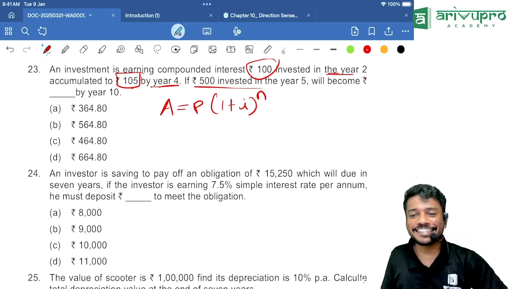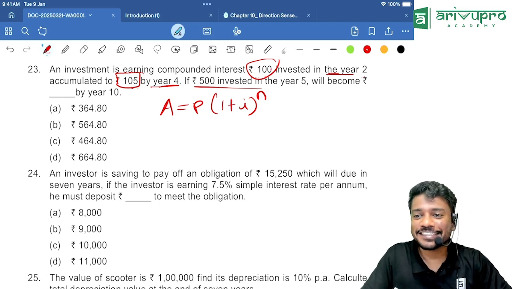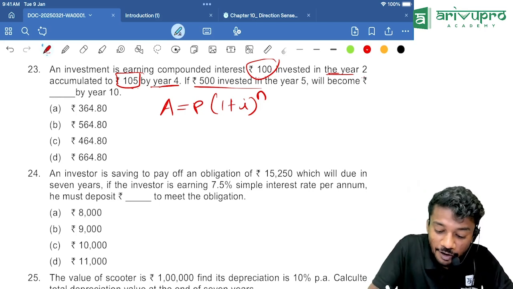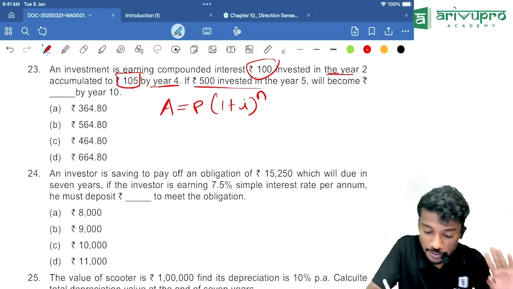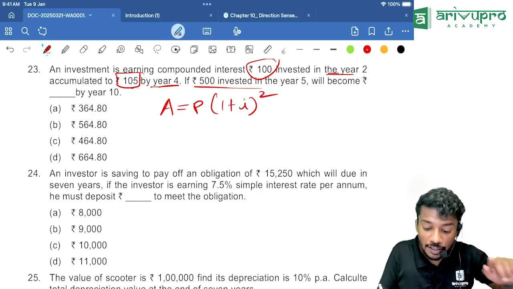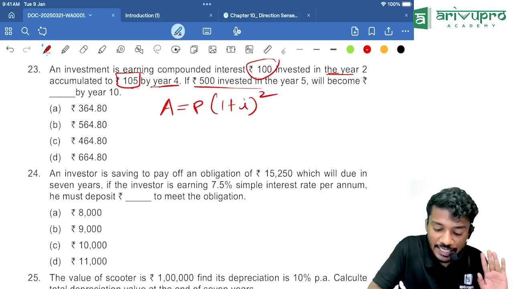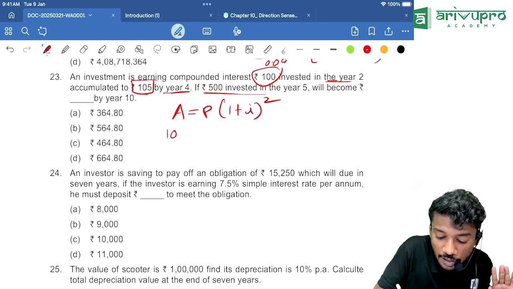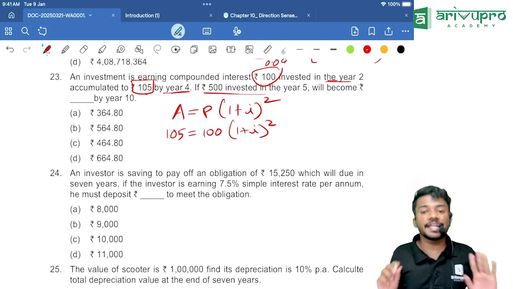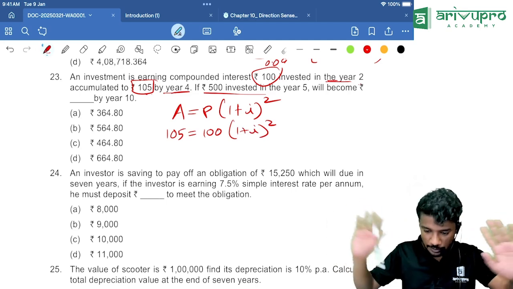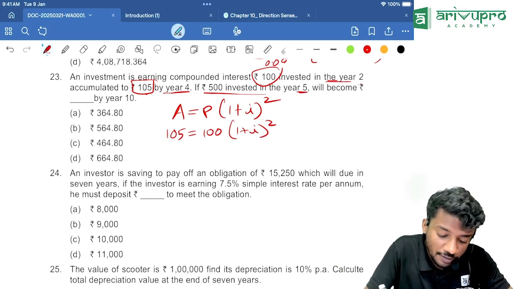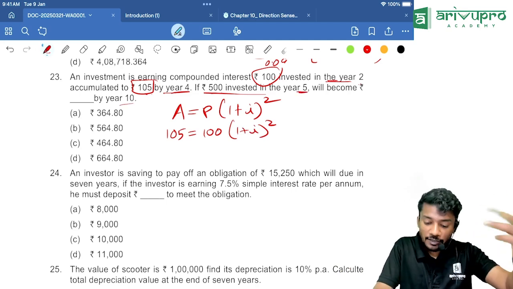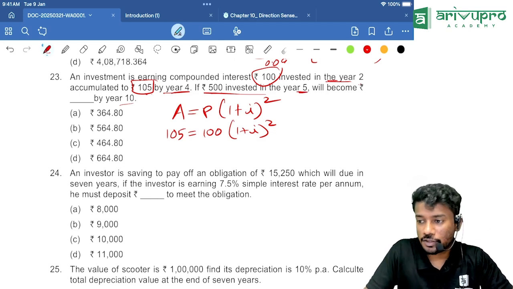Yes, correct. Here n value is how much? For the first case, from the second year it is going to the fourth year. That means how many years gap is there? 2 years. So n should be 2. So 1 plus i the whole raised to 2. Then 105 is equal to 100 into 1 plus i the whole square. Let it be there. Now my question: 500 invested in year 5 will become what by year 10? That is the next question they are asking. How will you solve this?